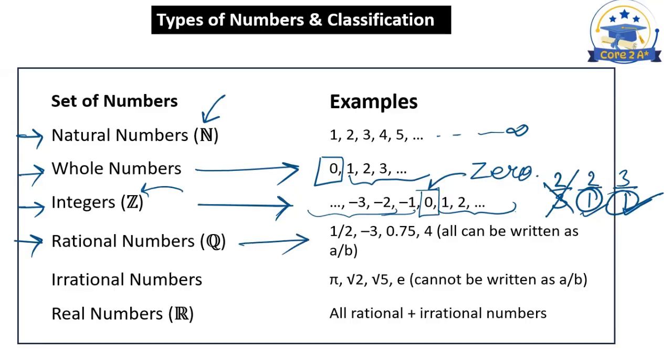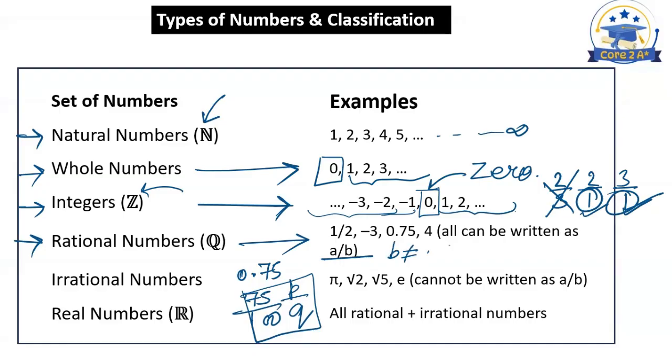And the rational numbers. In rational numbers, now we can include fractions, like 1 over 2, minus 3, and 0.75. How can we simplify this? 0.75 we can write as 75 over 100. So see, this is in P upon Q form, I mean numerator upon denominator form. All of these can be written as A upon B, where B must not equal 0.